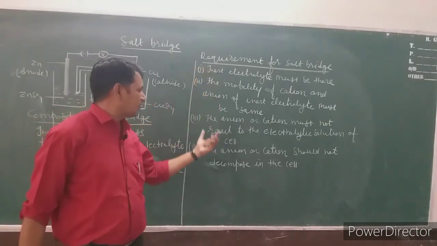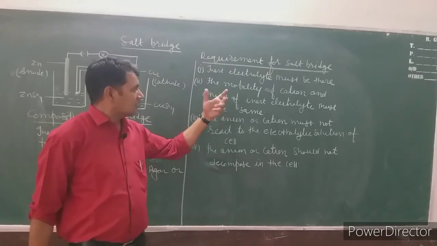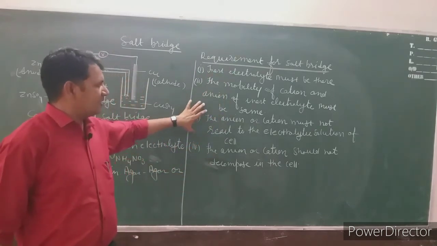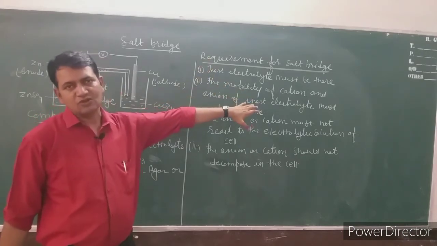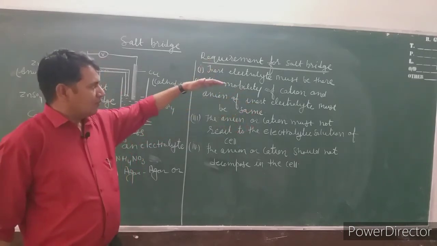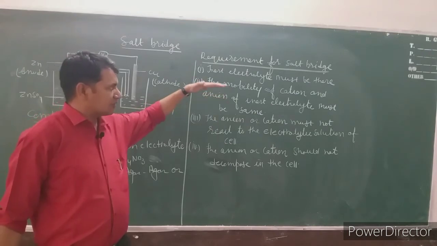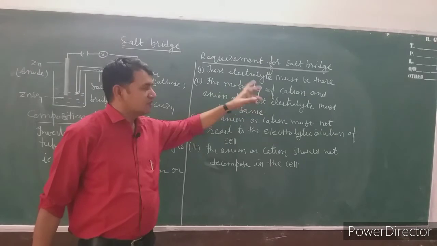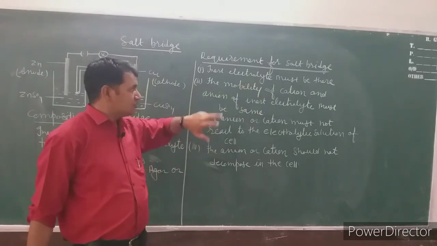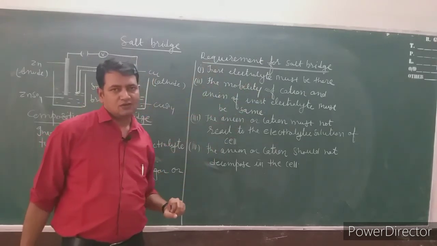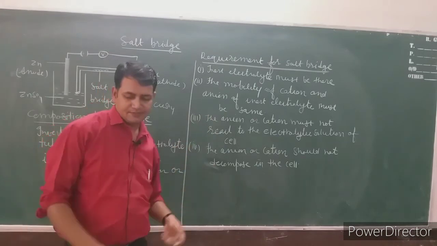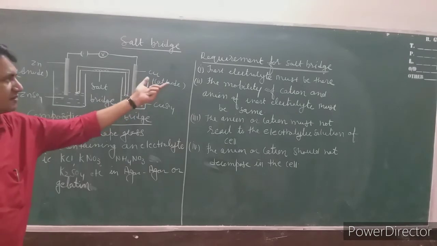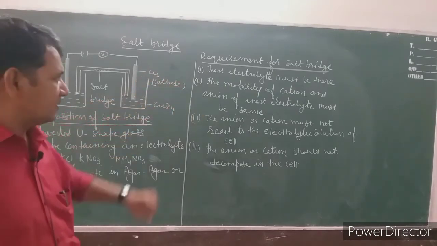So these are the four requirements for the construction of a salt bridge, and especially these requirements belong to the inert electrolyte of the salt bridge. Means whichever electrolyte we select for the construction of a salt bridge should follow these four conditions. So this was the composition of salt bridge, and this is the requirement of the salt bridge.